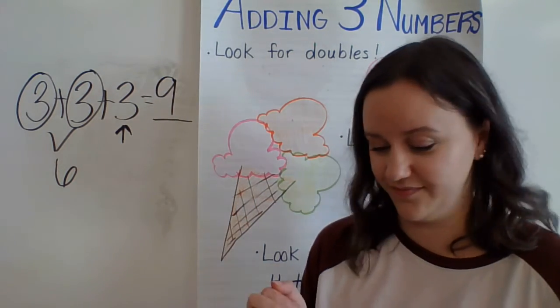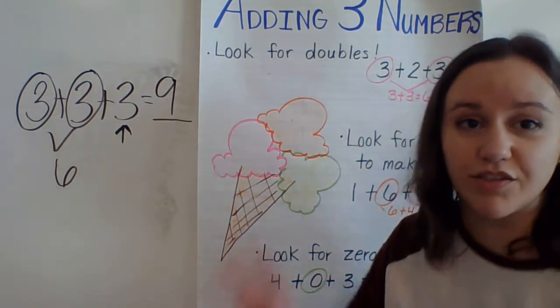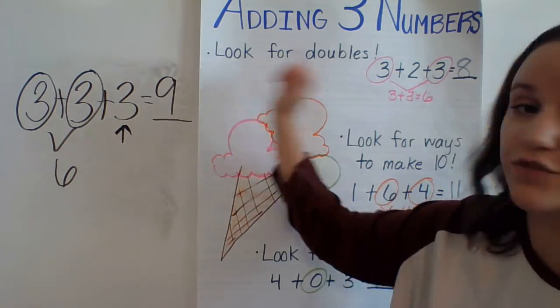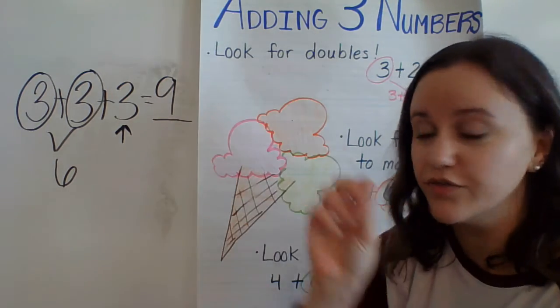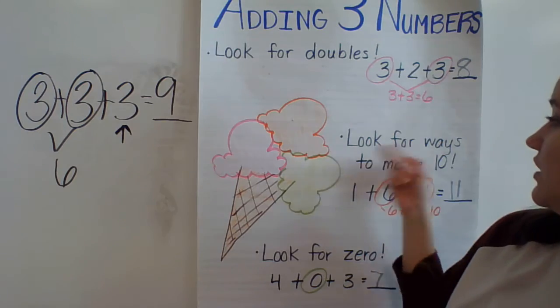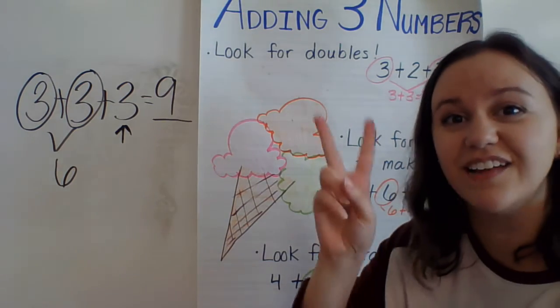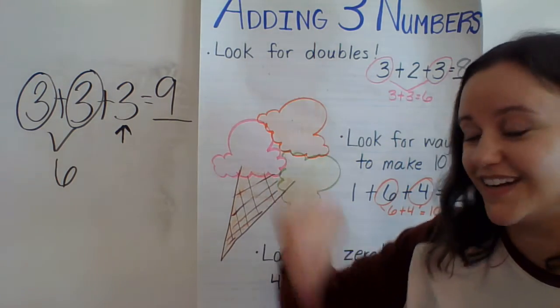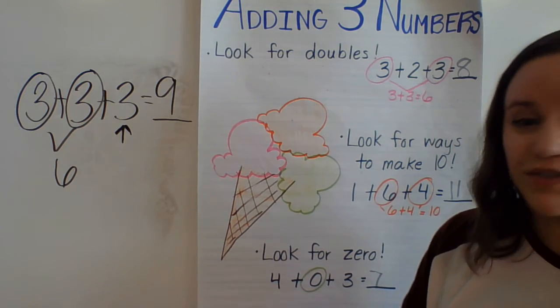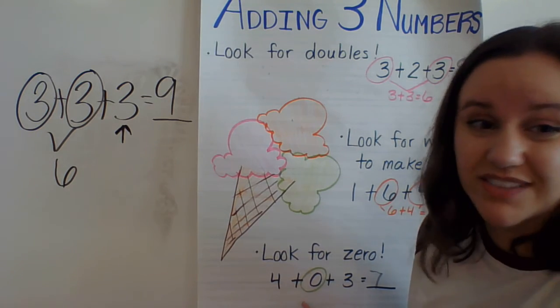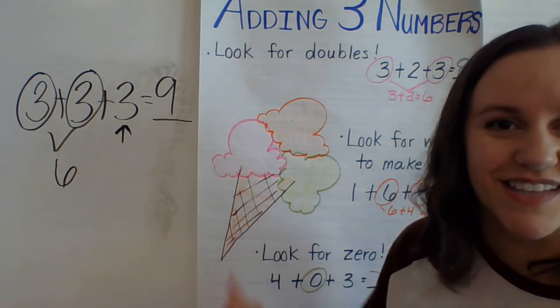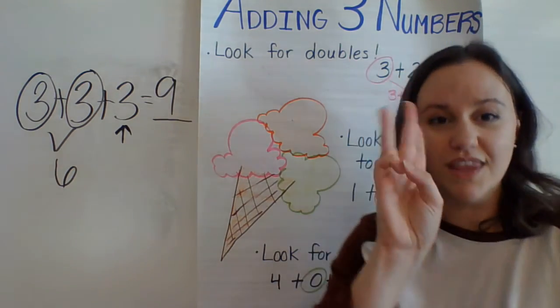Did you get 9? So remember, when we're adding three numbers, adding three addends, look for doubles. Add those together first, and then add your third number. Look for ways to make 10. Add those two numbers first, and then add your third number. Or look for zeros. If you have a 0, you don't have to do anything with that number, you just add the other one. So that's how to add with 3.